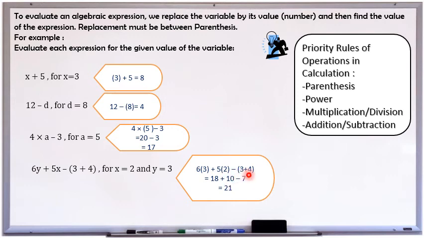We have to solve what's inside it. 3 plus 4 is 7. And we have a negative sign. So 18 plus 10, its answer is 28. And 28 minus 7 is 21.